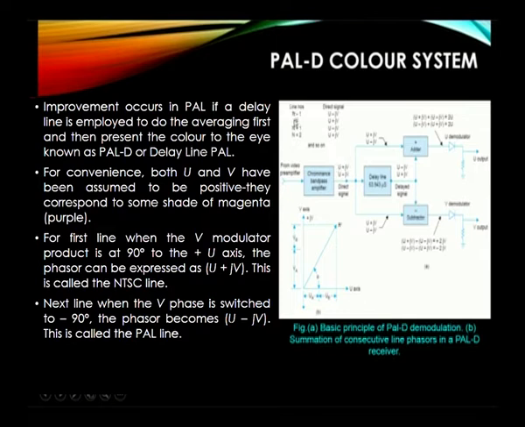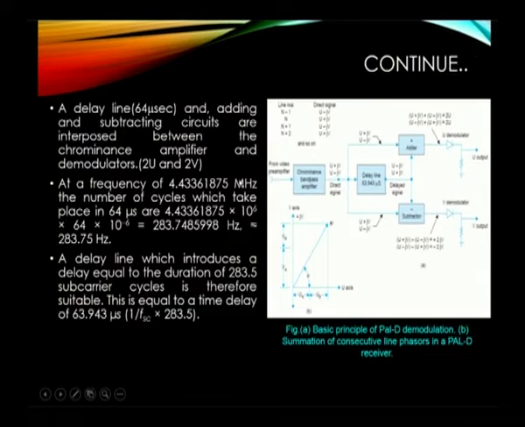The line numbers n minus 1, n, n plus 1, n plus 2 and so on will be considered. This is the direct signal from the video preamplifier. After that we get U plus jV as the NTSC signal and U minus jV as the PAL line signal. The next block is a delay line of 64 microseconds. An adder and subtractor circuit is there for demodulating, so we should get 2U and 2V with the help of the adder and subtractor.